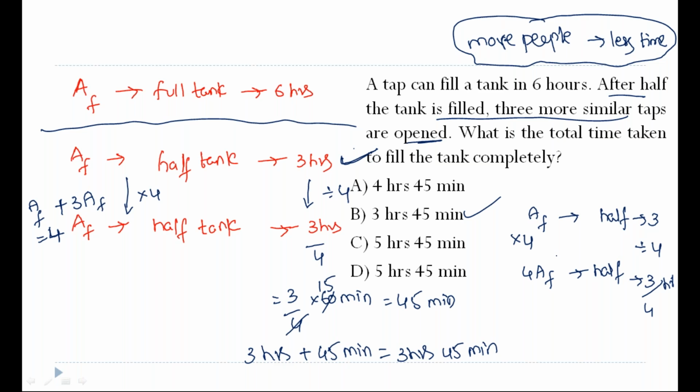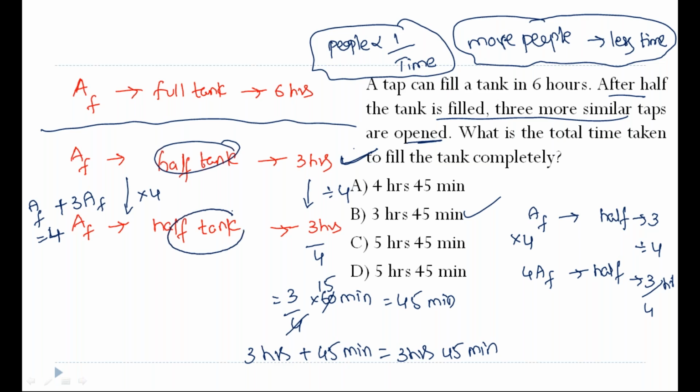That's why we're dividing by 4 here. Inversely related. Number of people and time taken must be inversely related. If you have less people, it should take more time. If you have more people, it should take less time to complete the work. Right? So already 3 hours for first half. Next half it takes 45 minutes. Altogether it takes 3 hours 45 minutes.